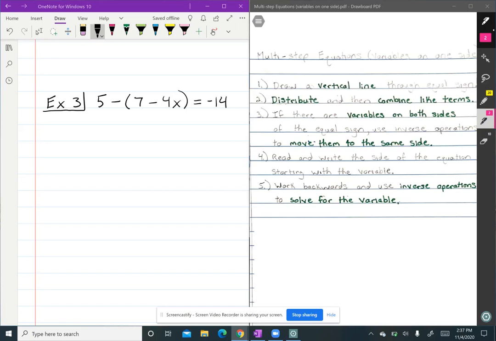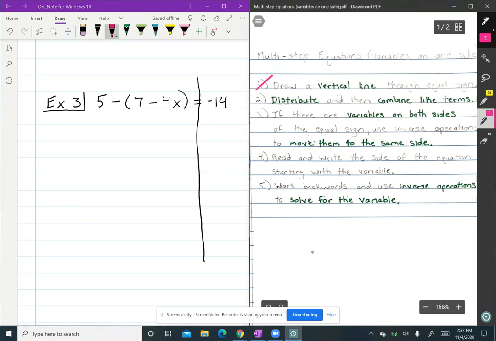In this video, I'm going to go over an example of solving multi-step equations. The steps that we're going to follow are on the right side of your screen. So the first thing that we're going to do is draw a vertical line through our equal sign. And then we want to distribute and combine like terms.